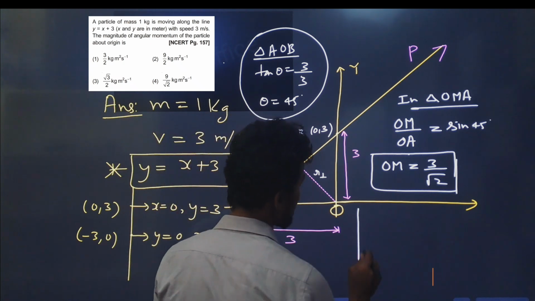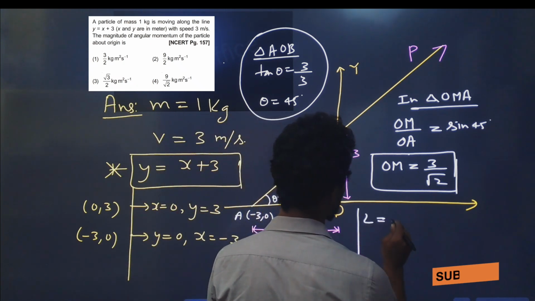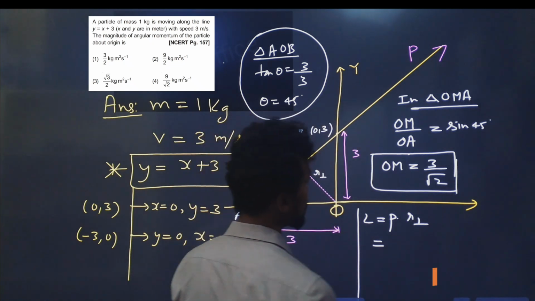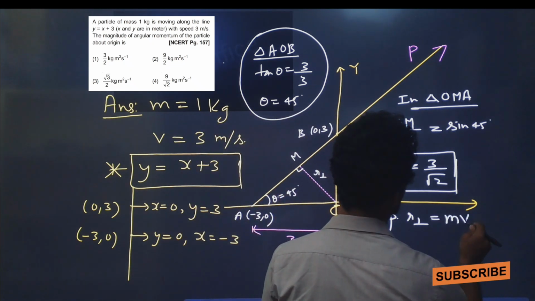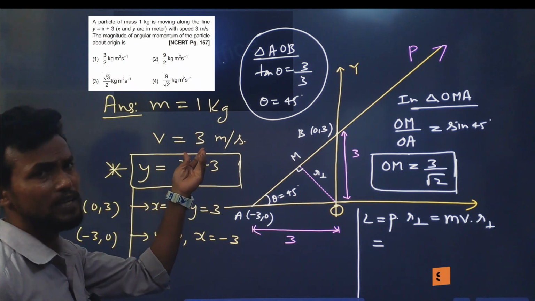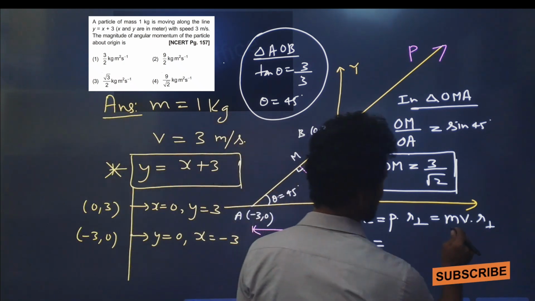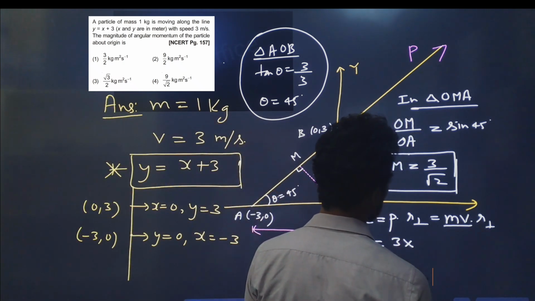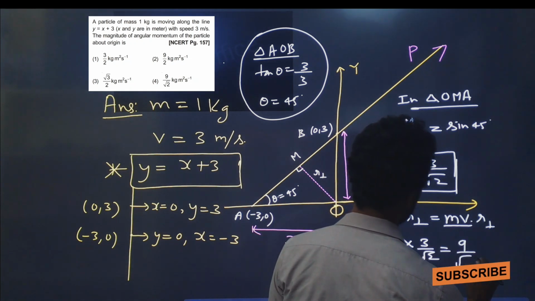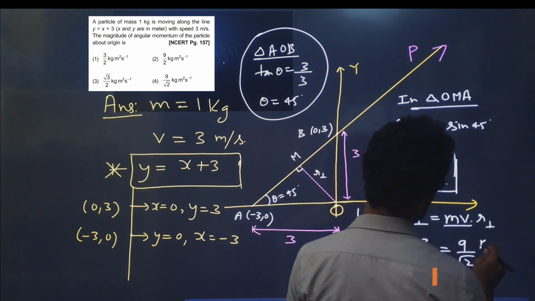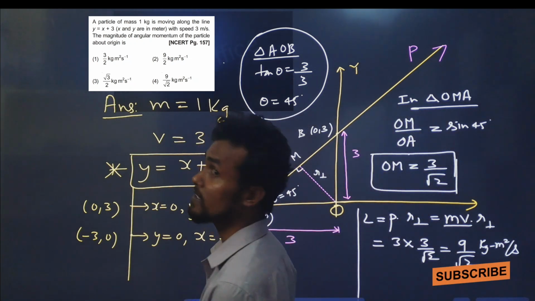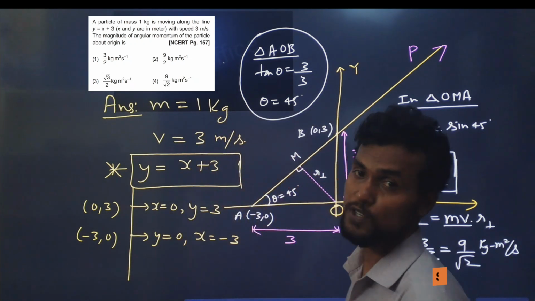Now we can solve the question in a very easy way. L equal to what? P into R perpendicular. Now P means MV into R perpendicular. Let's put the values now. M is 1, V is 3. So 1 into 3 means this value is 3, into R perpendicular, 3 by root 2. So what answer is coming here? 9 by root 2 with the unit kilogram meter square per second. That means the correct option is option 4.